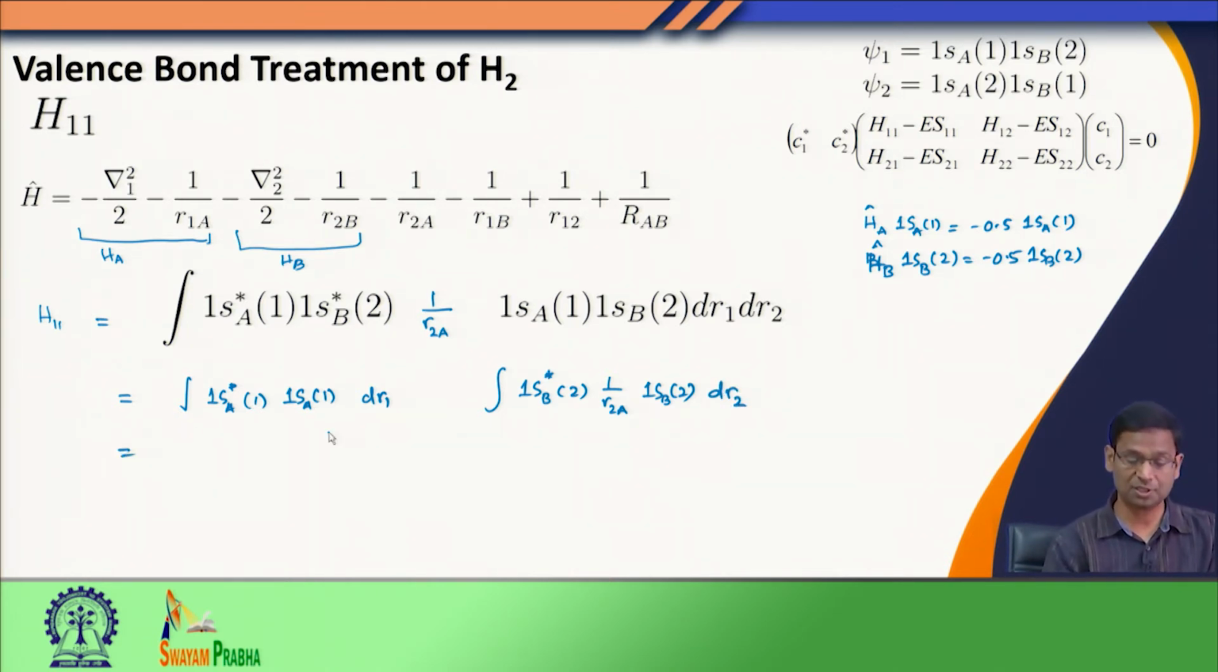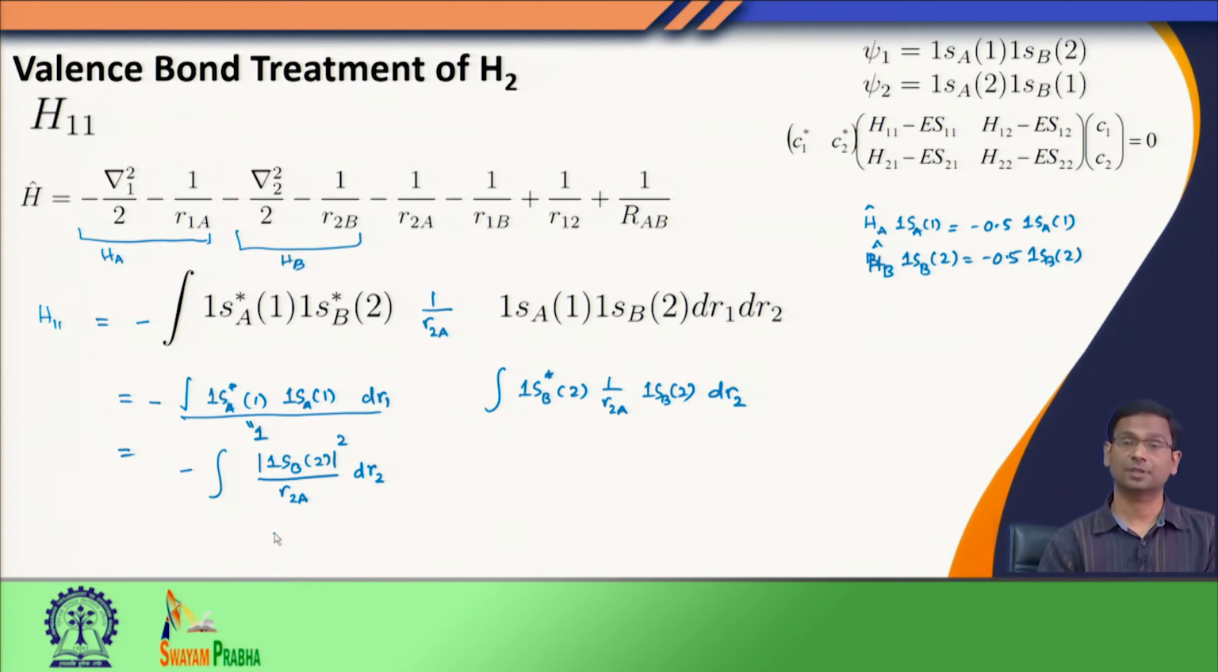Now, when I look at the first term, I see 1s_a is a normalized function, so this becomes 1. What about this term? Mind you, this 1 over r_2a term actually has a minus sign, so let us use this minus sign over here. This term becomes 1, and now I am left with the second term, which is this kind of term.